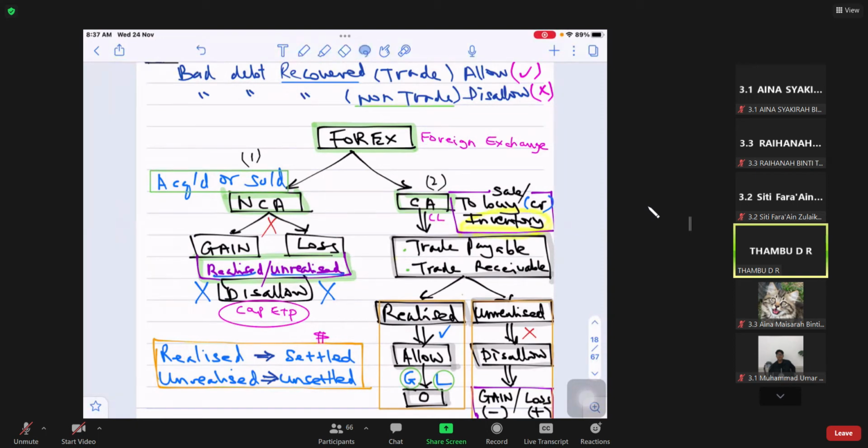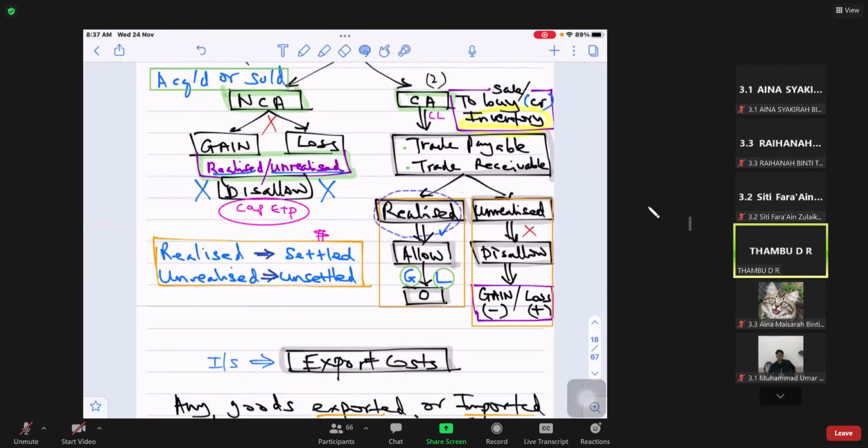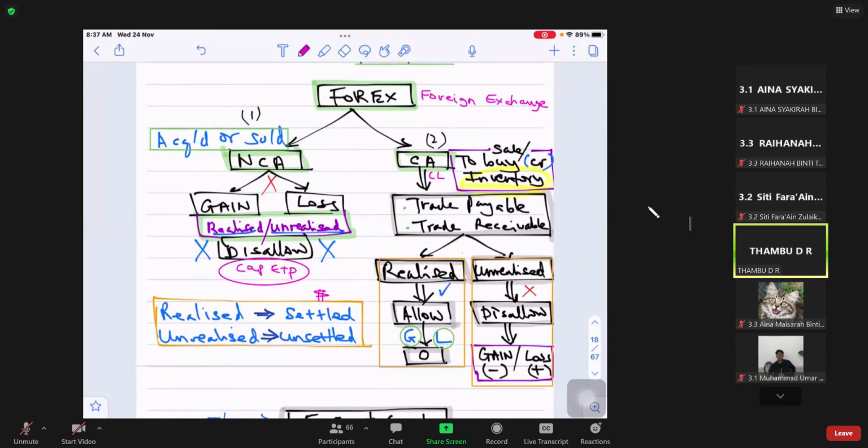Now, current asset, current liability, this one, if realized, means already paid, settled. You allow both gain and loss. Both gains or losses we allow. Allow means fine, we accept it. Right? This figure, realized or unrealized, will appear in the income statement. Unrealized, anything unrealized, not allowed. Gain or loss, both are not allowed. Gain you add, I minus. Loss you minus, I add.